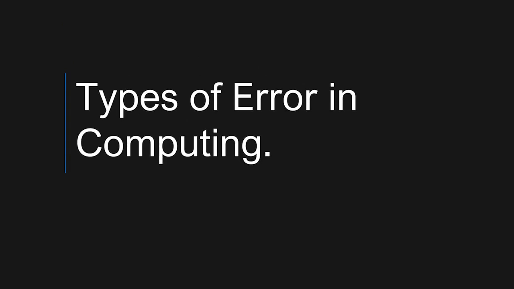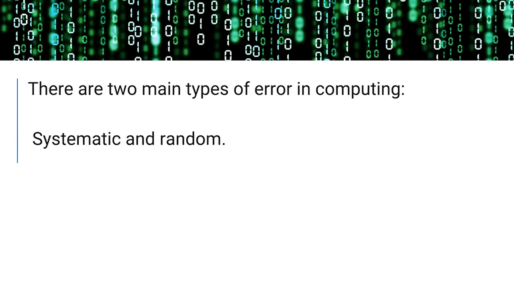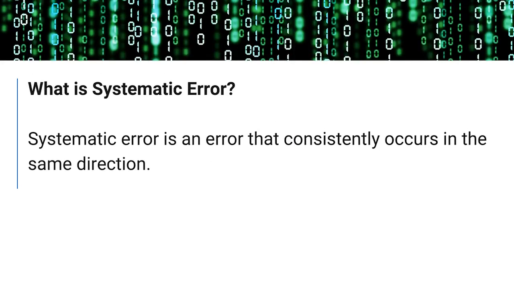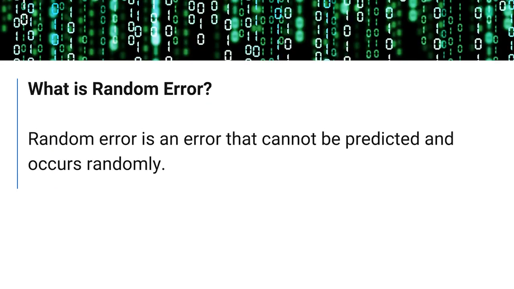Types of error in computing. There are two main types of error in computing: systematic and random. What is systematic error? Systematic error is an error that constantly occurs in the same direction. What is random error? Random error is an error that cannot be predicted and occurs randomly.